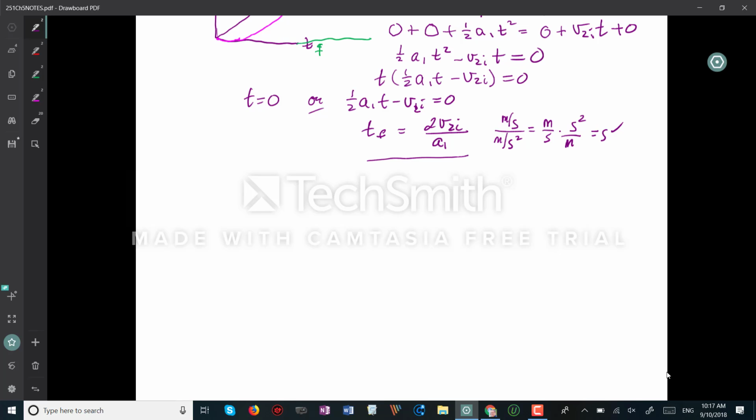Suppose instead, V2 initial is whatever value it is, but now we're talking about, I don't know, a Porsche. Okay? Let's let A1 be really big. What does that do to our time of catch-up? Yeah, so it's down in the denominator. Okay, so I get that TF is going to be equal to 13.9 seconds.